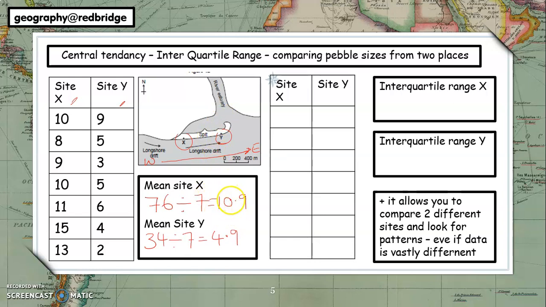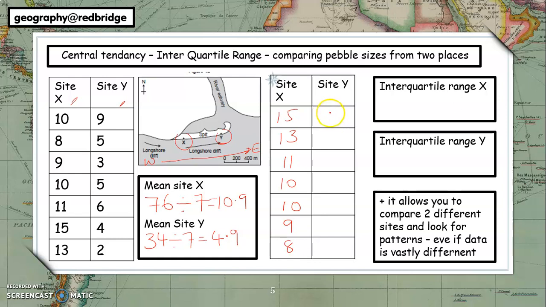Now, to work out the range, because what we actually want to see is whether the range of size of pebbles at X is similar to the range of the size of pebbles at Y. We know straight away that these are going to be smaller, but we want to see whether there is a greater range of the size within each data set. So to do that, what we need to do is we need to work out our median. And again, what we'll do with this is we're going to put the site X data in size order. So we're going to go 15, 13, 11, 10, 10, 9, 8.